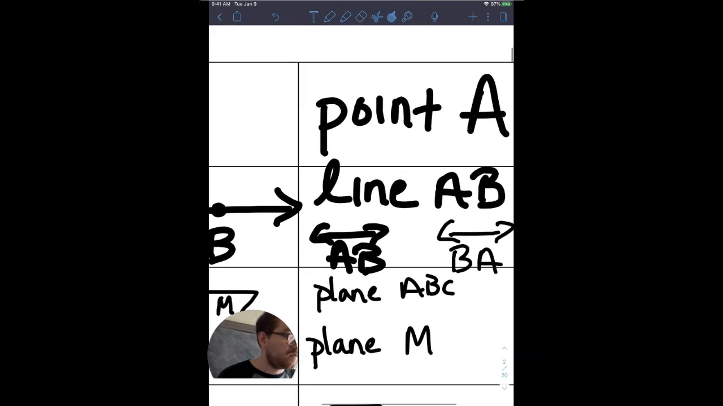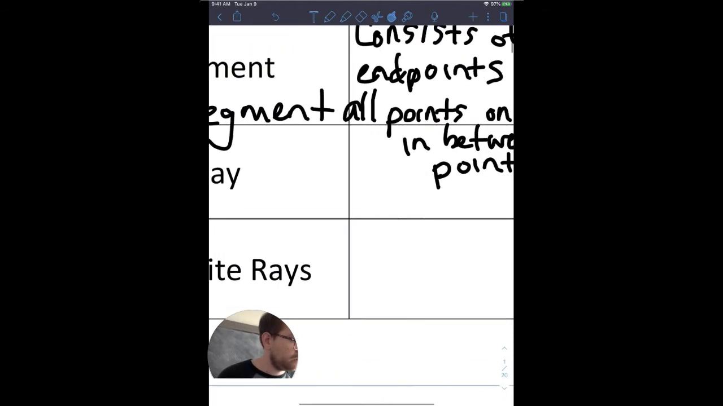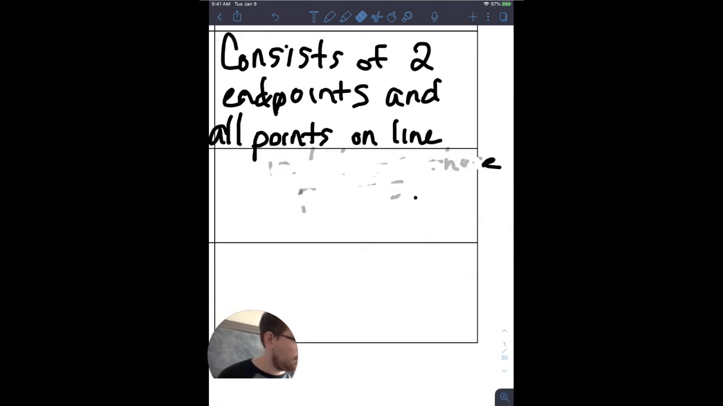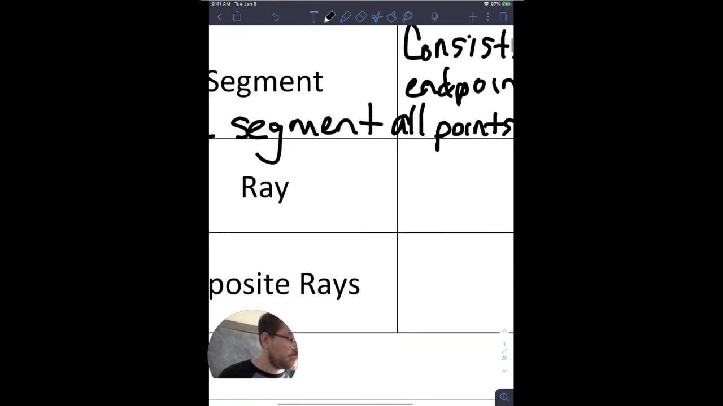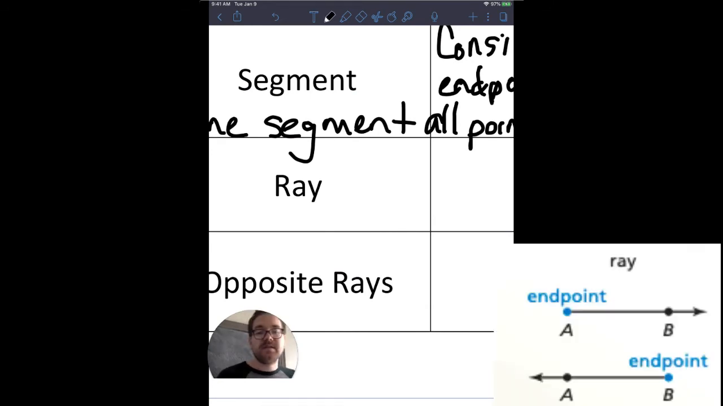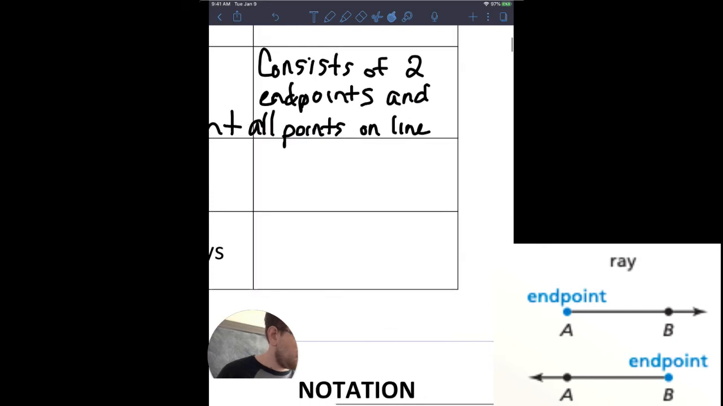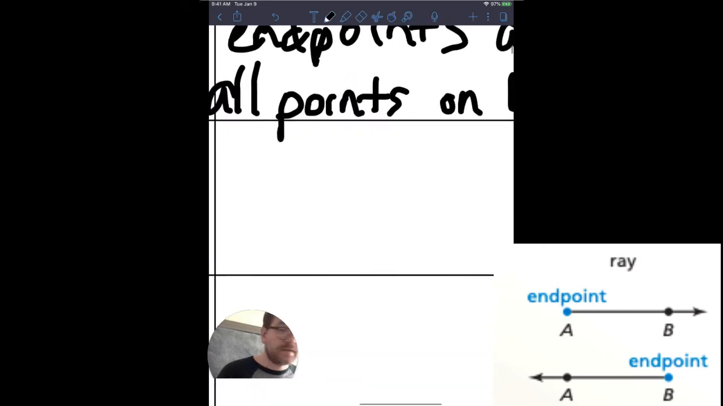All right, let's talk about a ray. I'm going to delete this a little bit. A ray consists of a single endpoint and all the points on the line that lie on the same side of that endpoint. So let me write that out.